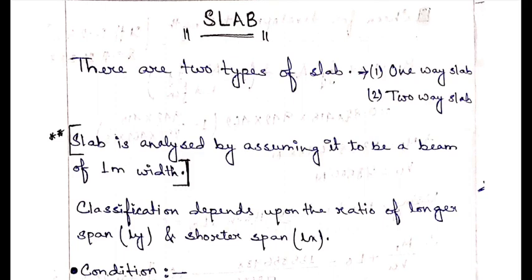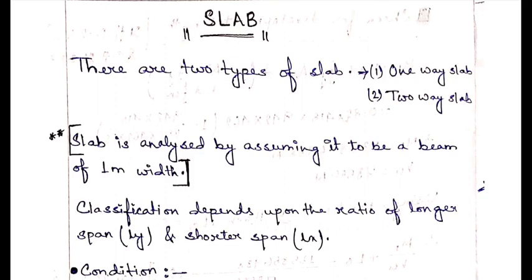Okay. So this classification depends upon the ratio of the longer span, that is Ly, and the shorter span, that is Lx. As a slab is a quadrilateral section geometrically, it will definitely have two spans. It has four sides, that means it has two spans. One span is definitely longer, that is denoted by Ly, and the shorter span is Lx, as I said earlier.